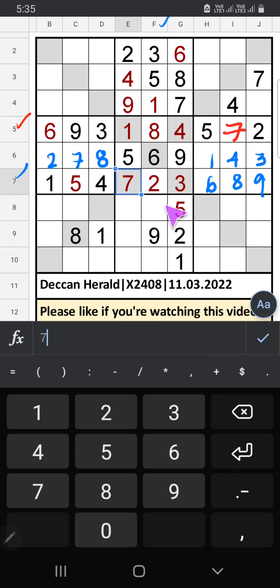Column F, 2 numbers are remaining, 4 and 7. It will come in any one of the cells. We will confirm later. Column E, 3 numbers are remaining: 3, 6, 8. It will come in any one of the cells. We will confirm later.